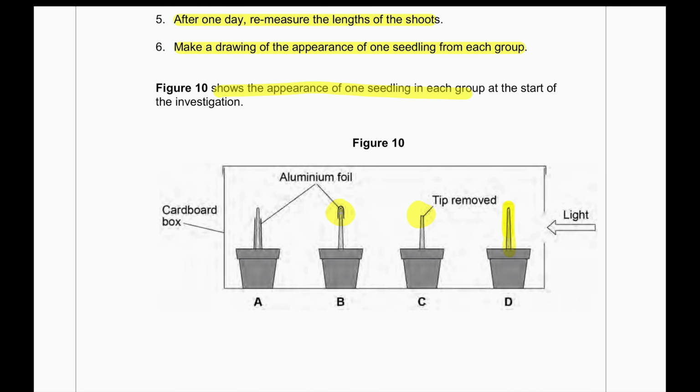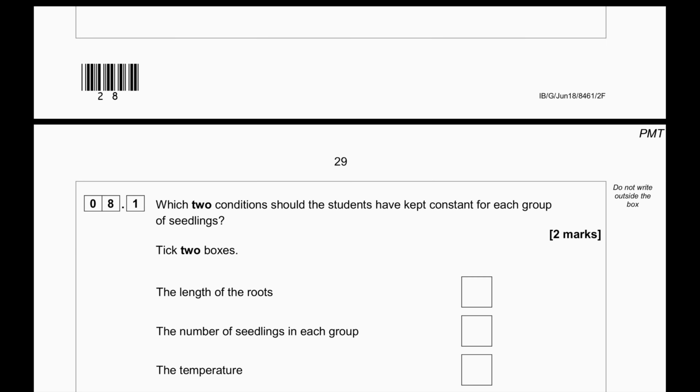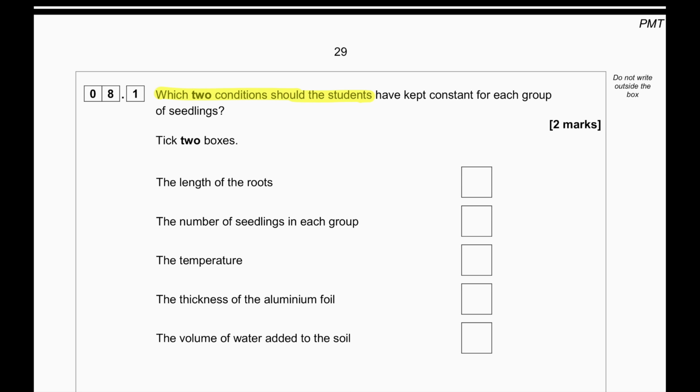Make a drawing of the appearance of one seedling from each group. Figure 10 shows the appearance of one seedling in each group at the start of the investigation. We can see A, B, C, and D. Okay, great. Now let's move on. The question says, which two conditions should the student have kept constant for each group of seedlings? Since we have the entire setup in one place, we must have the temperature the same as well.